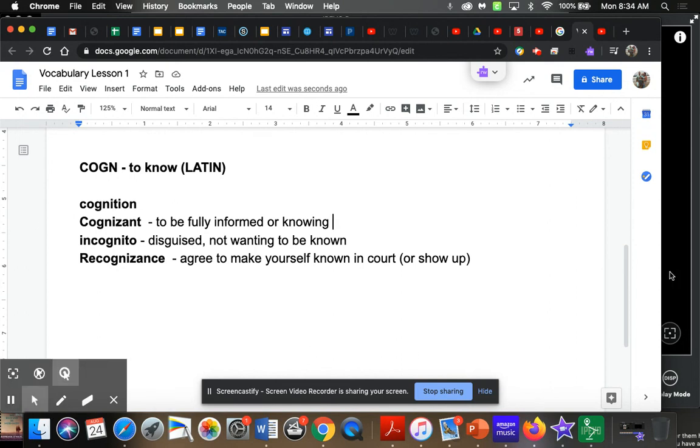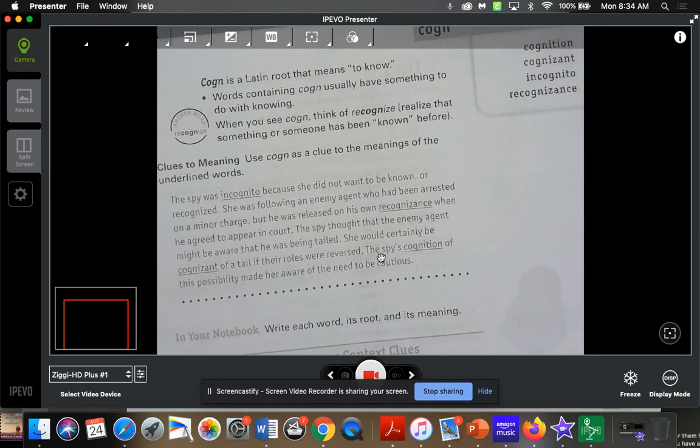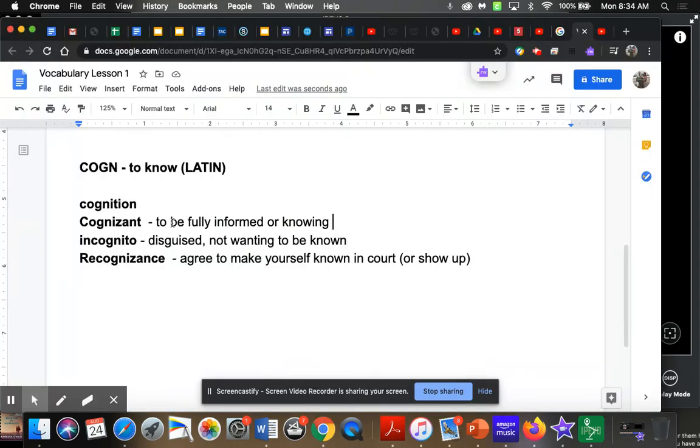The last word is cognition. The spy's cognition of this possibility made her aware of the need to be cautious. So cognition is the act of knowing something, okay? Cognition, the act of knowing something.